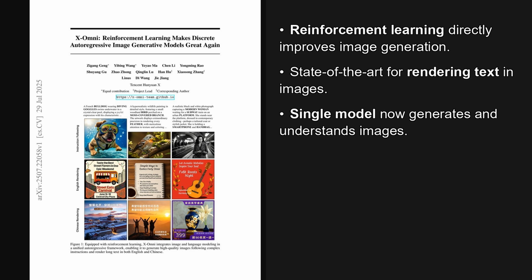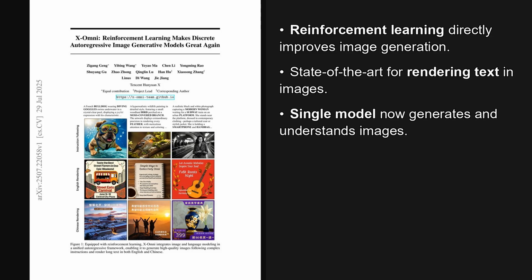I'm Alex, and today we're looking at a paper from the Hugging Face trending list, published on July 29, 2025, just yesterday. This paper demonstrates that reinforcement learning can dramatically improve how autoregressive models, that is, models that generate content step by step, create images. The paper is titled X-Omni, Reinforcement Learning Makes Discrete Autoregressive Image Generative Models Great Again. And as we'll see, the results for rendering text within images are really impressive.